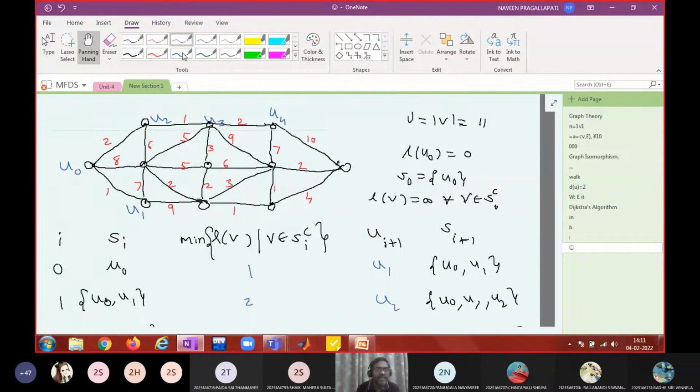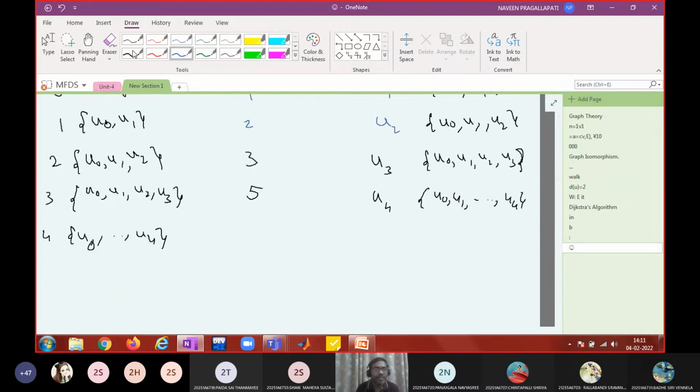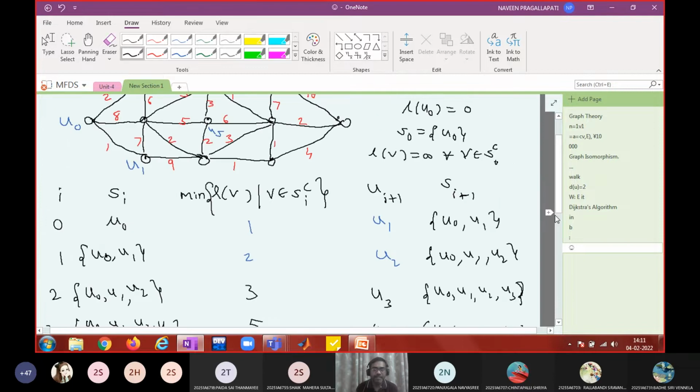Am I right? So for the next iteration, I'm going to call this U5. So when I say this is U5, what is that distance? 3 plus 3 is 6. So for the next iteration it is 6, and I'm calling that node U5. Updated set is U0 to U5. Now copy the same thing to the next iteration. So U0 to U5. Now we explored 6 nodes.